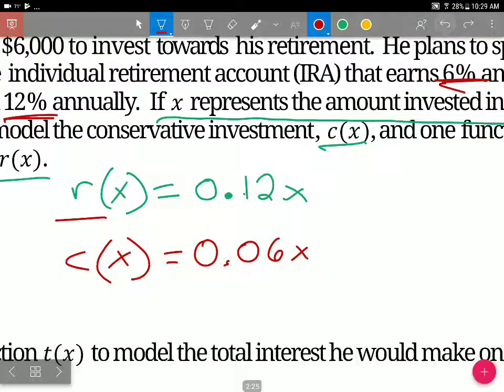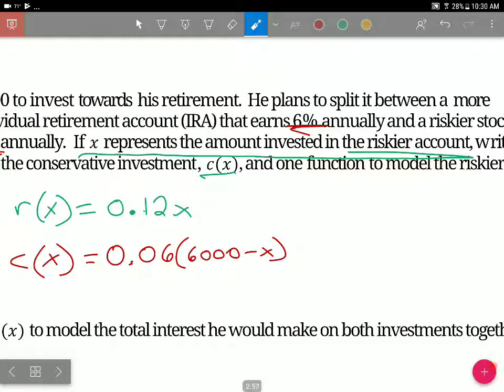Actually, it's not. This one's a little bit of a tricky one, but here's the deal. It is 6,000 minus x. Because if he's doing $6,000 total, then 6,000 minus whatever he puts into this one is how much he'll put into that one, right? Does that make sense? That's what's going on here. However much total, minus whatever you put in there, is what he's putting in here. And from here, you just need to distribute.